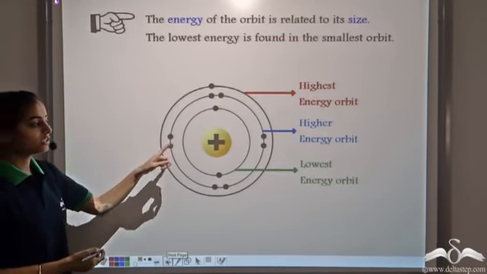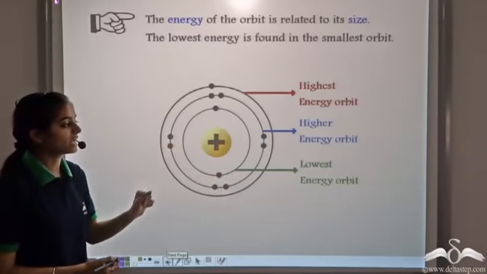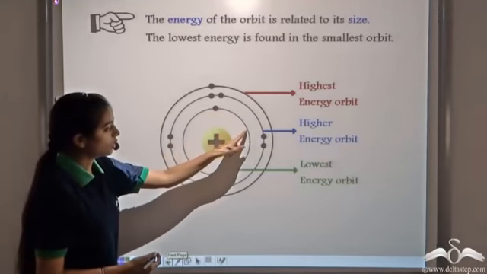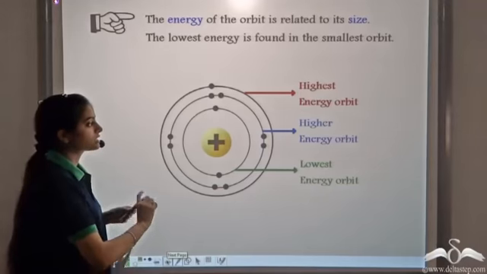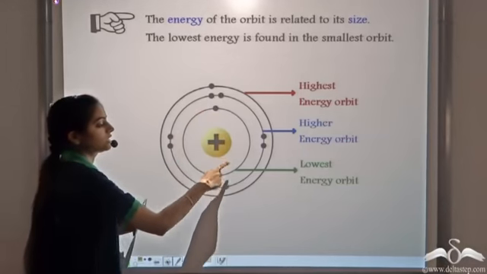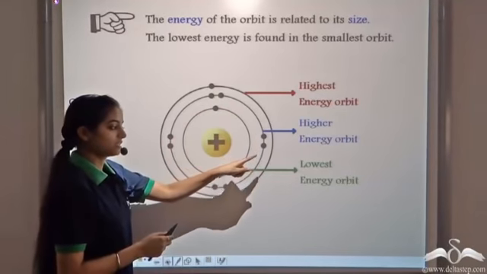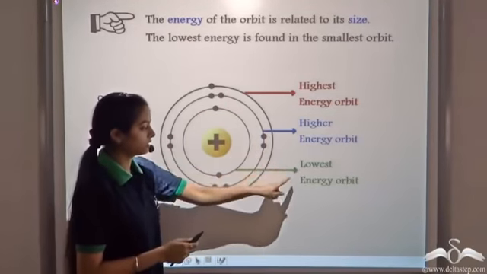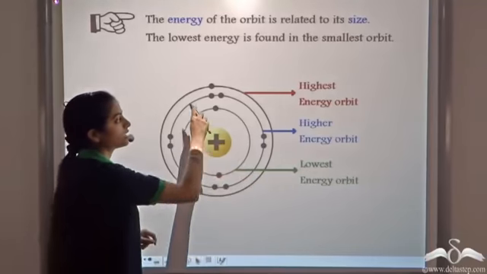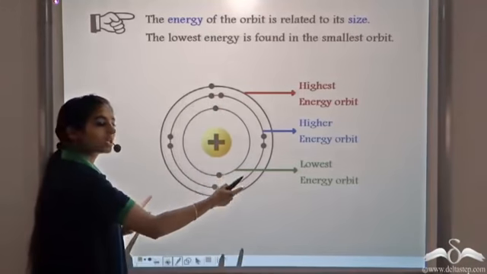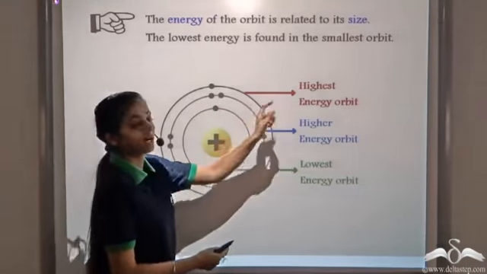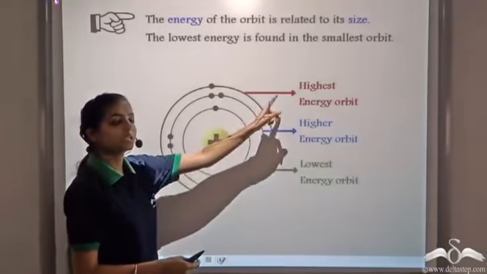He related the energy of these orbits to their size. So the orbit which is closest to the nucleus is smallest in size and therefore has the lowest energy. The second orbit has a little higher energy as compared to the orbit which is closest. And the outermost orbit, being the largest orbit, has the highest energy. So that is the highest energy orbit.